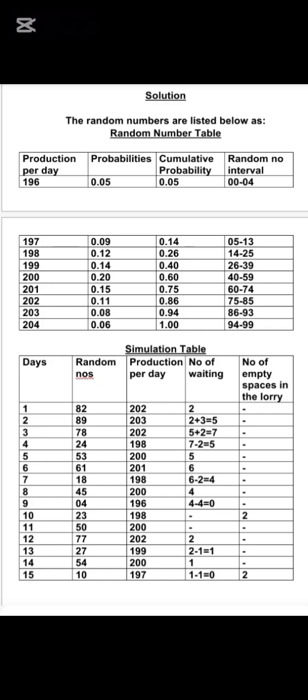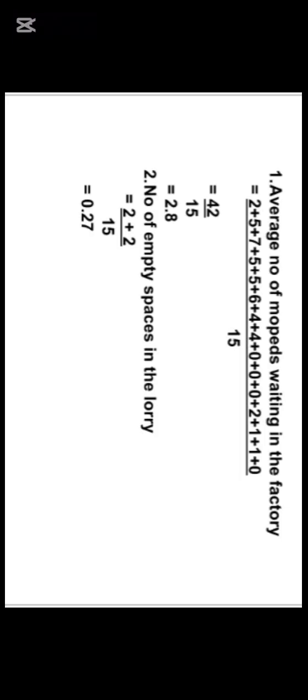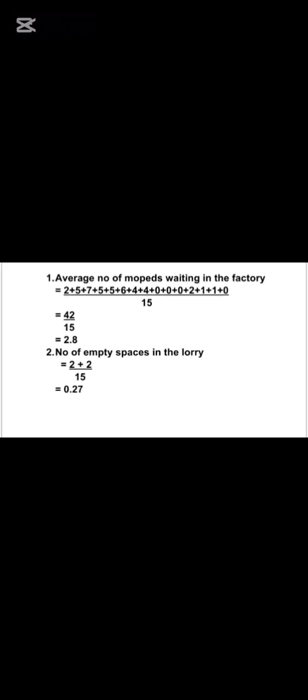So it's from all this that we can now calculate the average. And remember, average is you total everything and you divide by how many there are, which in this case is 15. This is what we are doing next. So these were the two things we asked: average number of mopeds waiting and empty spaces, which if we total by adding, and we divide each by 15, you can see the answers. So that is just the simulation. It's not really that hard. Bye.